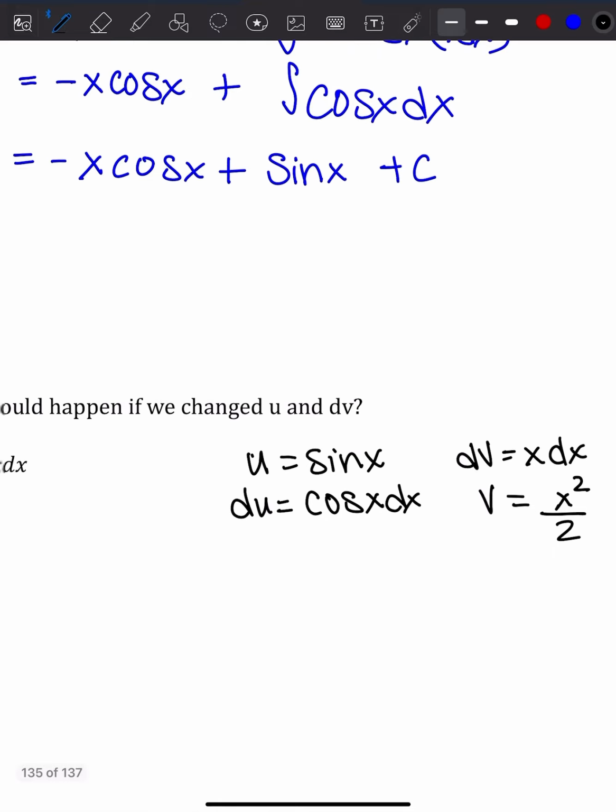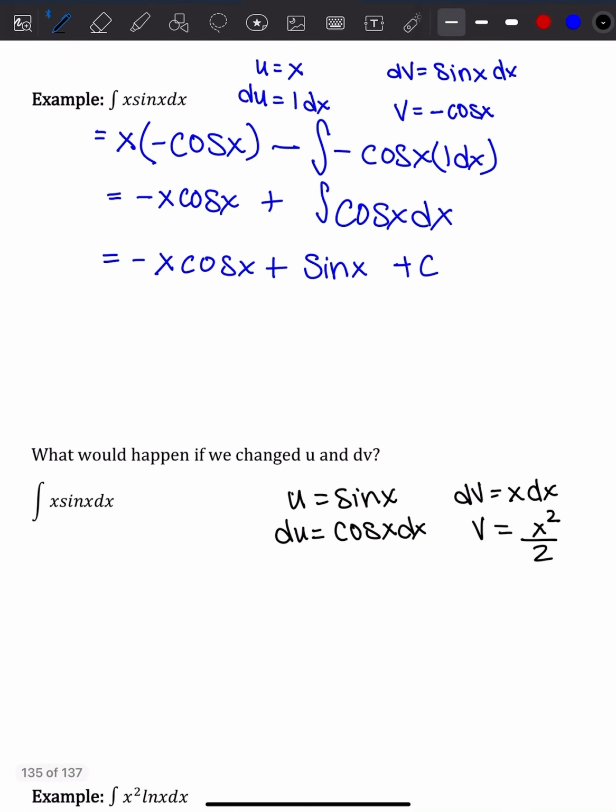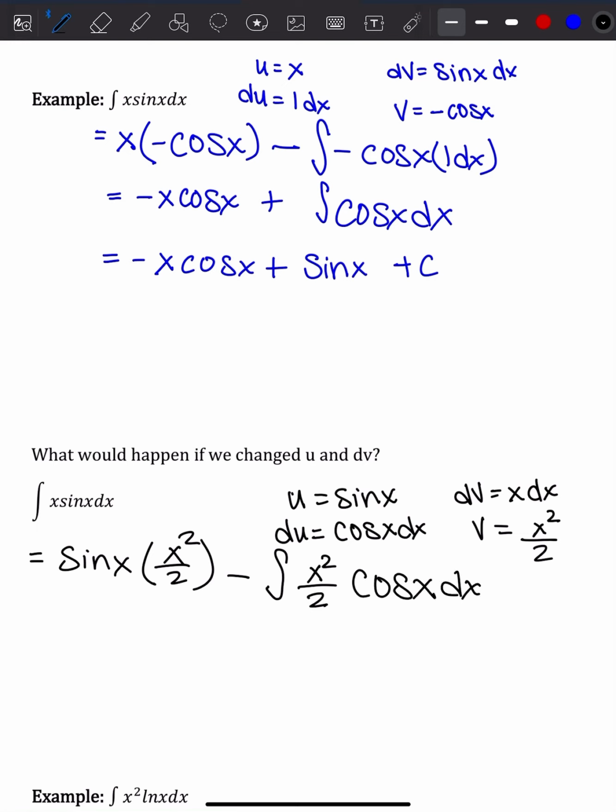And then we have our plus c that we're going to incorporate later. So we're still going to do our ultraviolet voodoo. So u times v, so we have sine of x times x squared over 2. We can't really simplify that a lot, so we can look at it just like that, minus the integral of v du. So v in this case is x squared over 2. Du is the same thing as cosine of x dx.